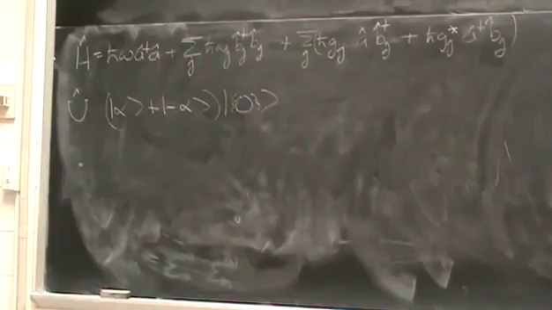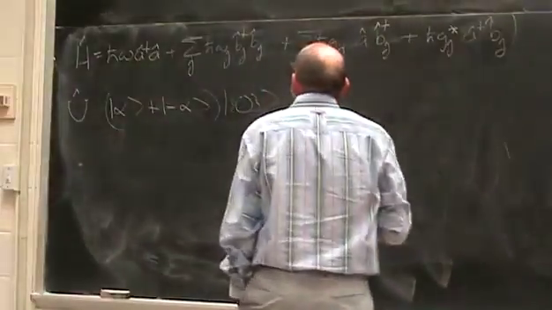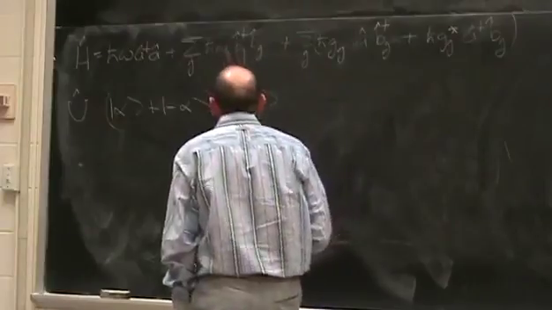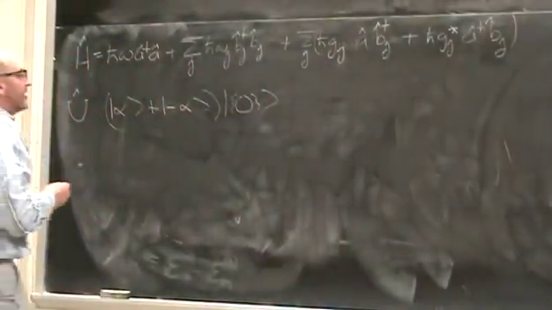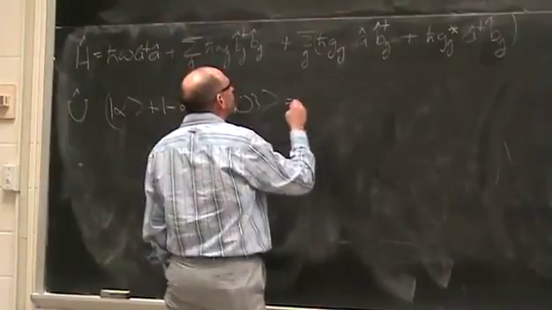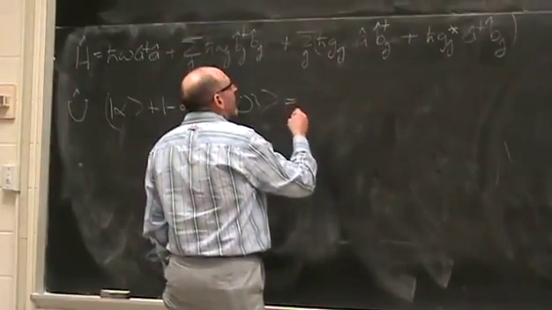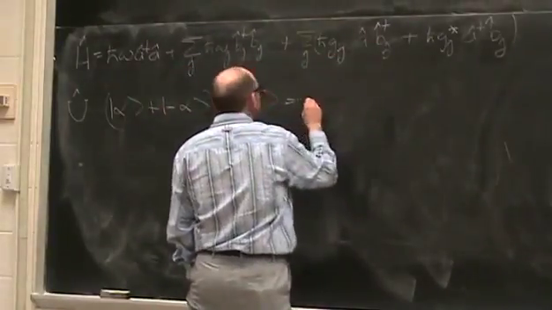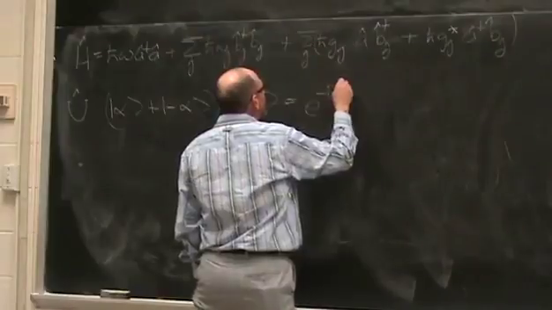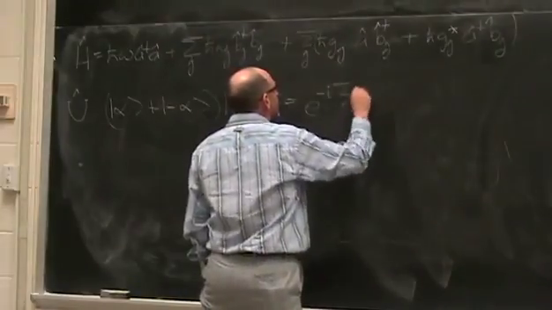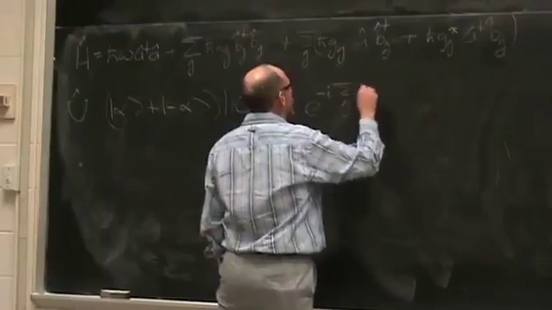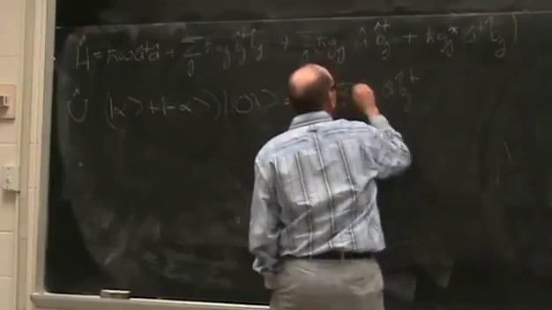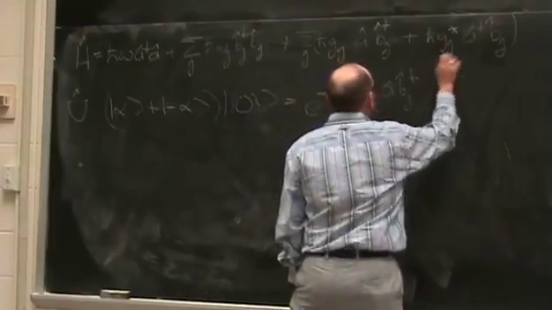What's going to happen in this problem? Well, if we go again to the interaction picture, it's easier to look at things in that manner. So these are stationary, and we put our time dependence in here. This is e to the minus i sum over j of the coupling times a b_j dagger plus.